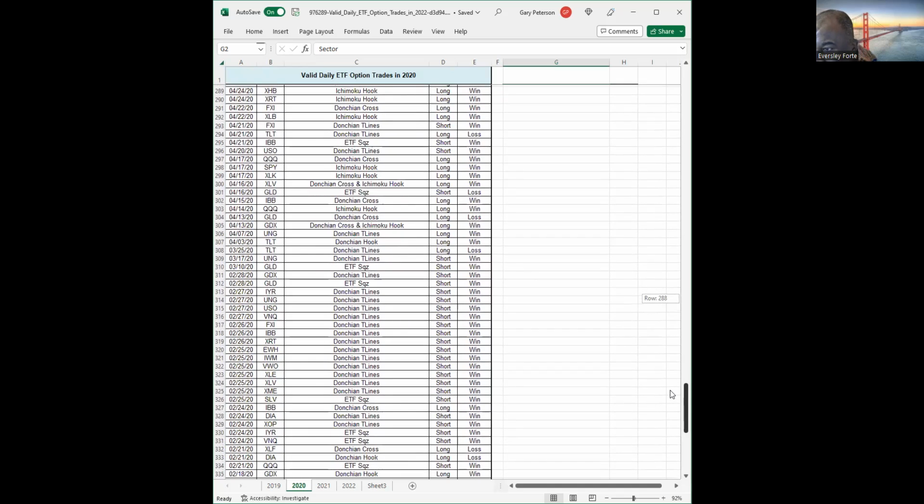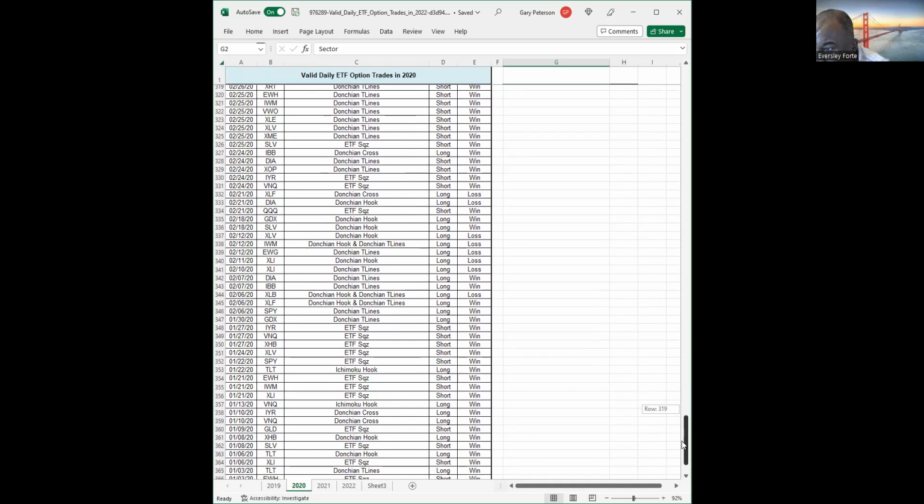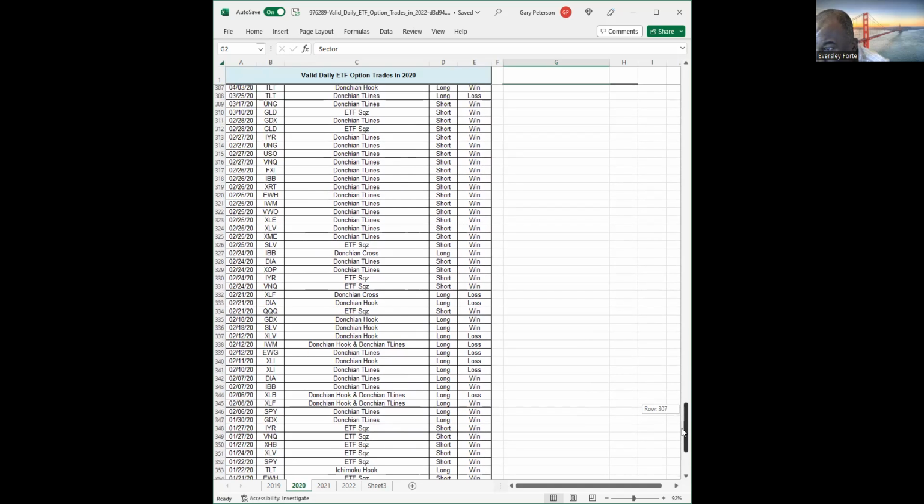So see all these short trade winners, winners, winners. This is what made us massive money when the market went down in February and March. We were just booking profits like crazy on all the short trades. You don't see a whole lot of losses here. A couple of long losses, but look at all these wins at the beginning of 2020 when everything shut down.